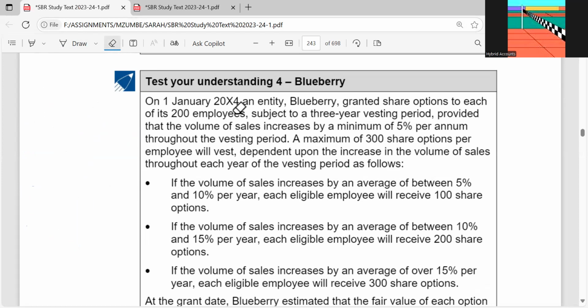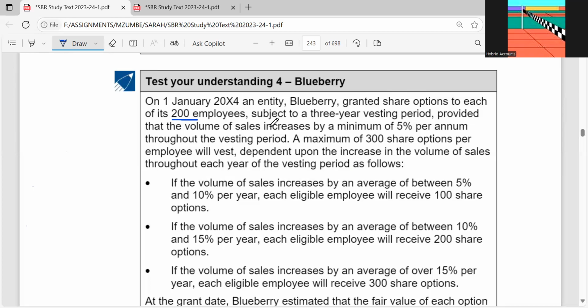And what we have, we are told on 1st January 2024, an entity Blueberry granted share options to each of its 200 employees. You see, the questions are just the same. So this was the grant date, 200 employees, each one granted share options to each of its 200 employees.